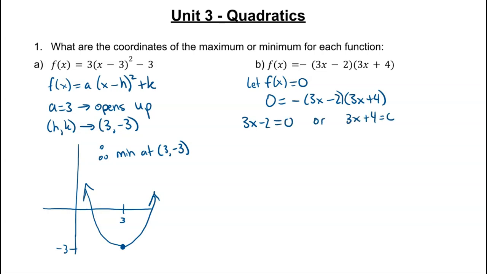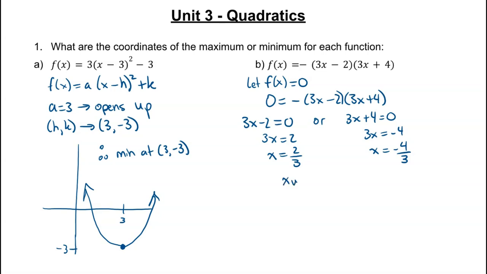So we go ahead and we solve for each one of those. So 3x equals 2. Then we divide both sides by 3, and we get x equals 2/3. And then 3x plus 4 equals 0, so 3x equals negative 4. We divide both sides by 3 and we get x equals negative 4/3. But don't fear fractions. They're going to work out usually.